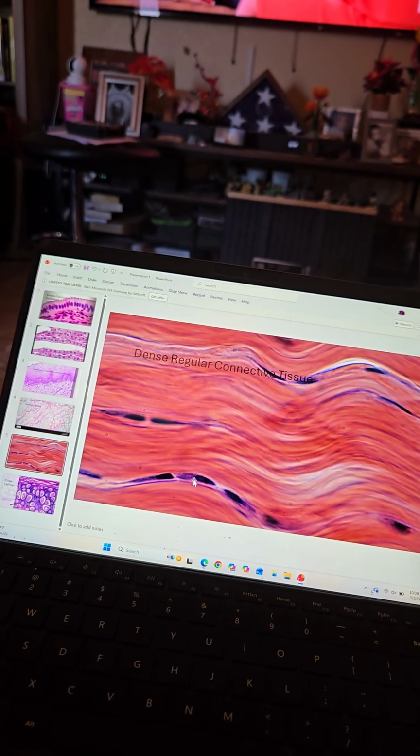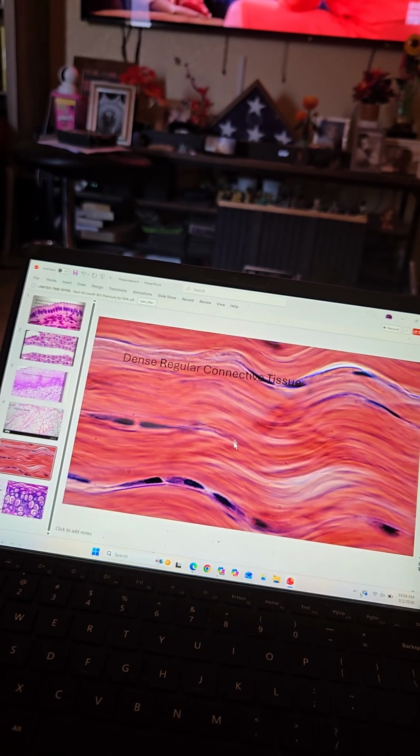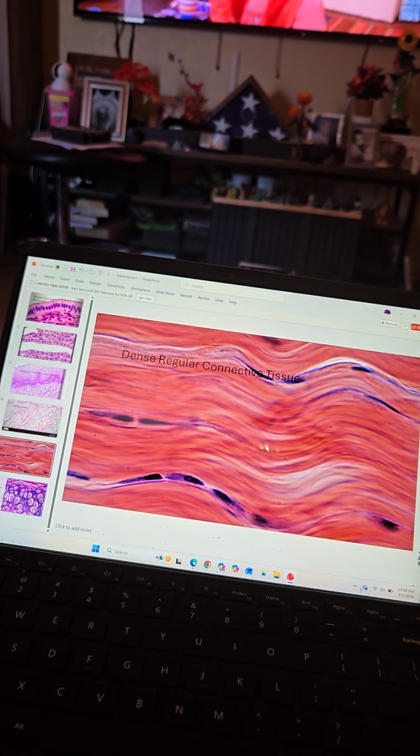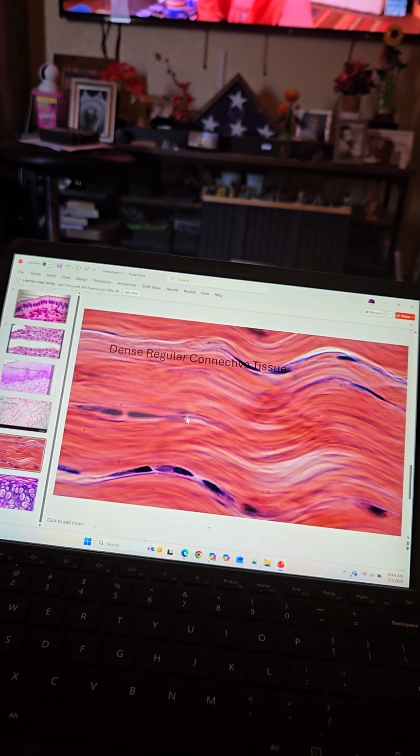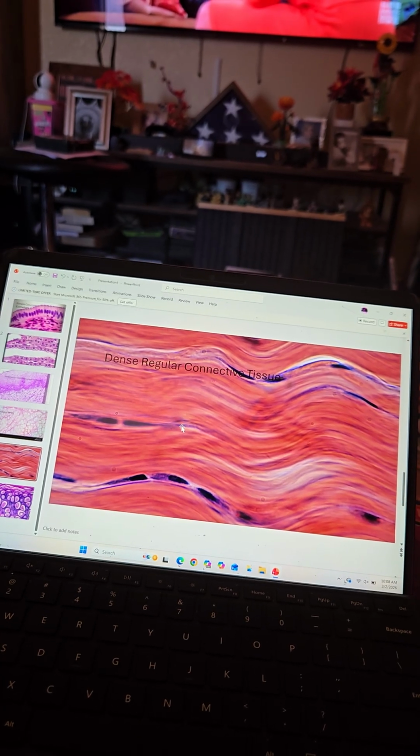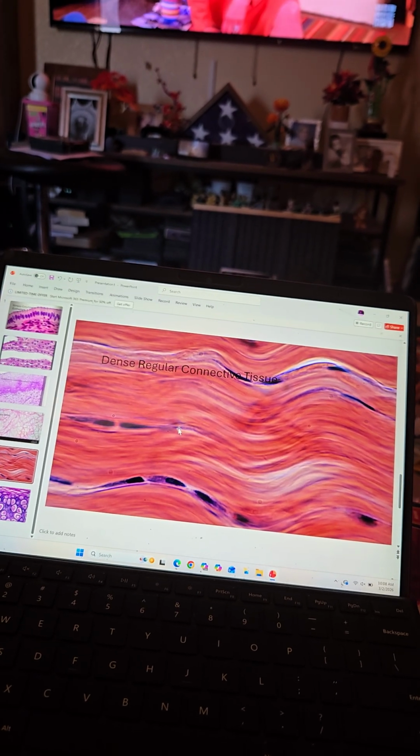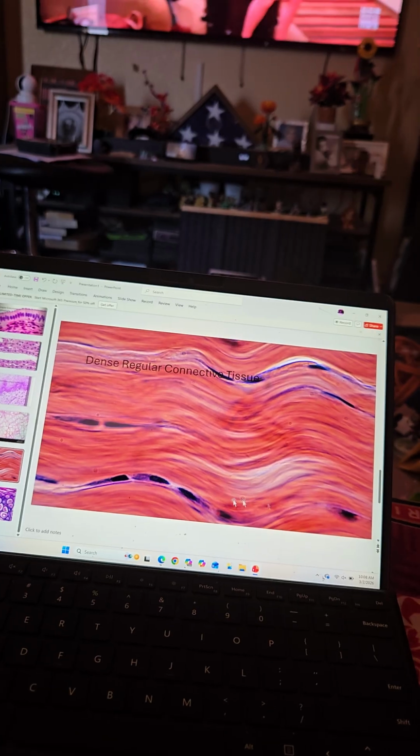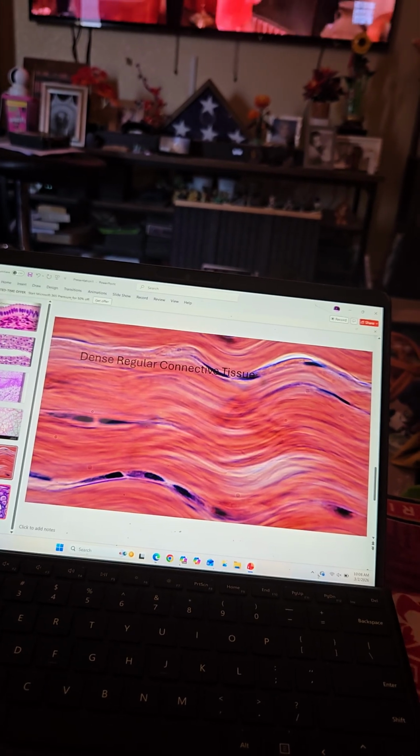These are elastic tissues and they form wavy sheets. As you can see, the waves right here. These are used for tendons to attach muscles to bones and for ligaments to hold bones together. Be quite bad if we didn't have these.